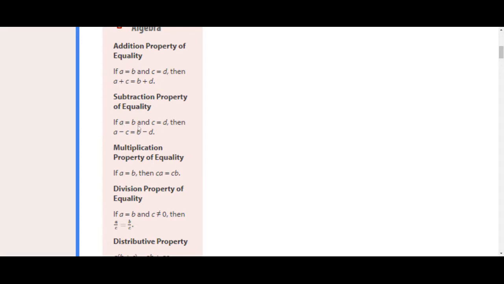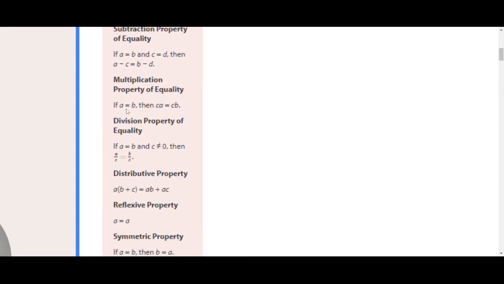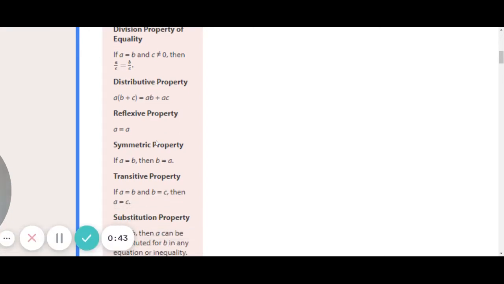Subtraction property. If A equals B and C equals D, then A minus C will equal B minus D. Multiplication. If A equals B, then CA equals CB. So that means you can multiply on both sides. Division property. If A equals B, and as long as C is not 0, you can divide both of them by the same number, and they'll still equal each other.